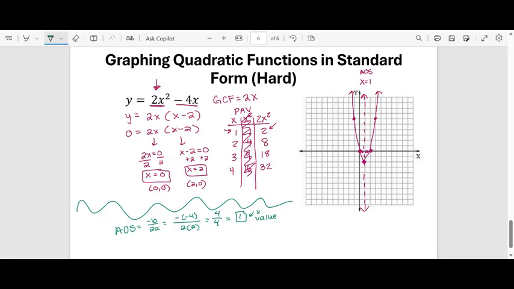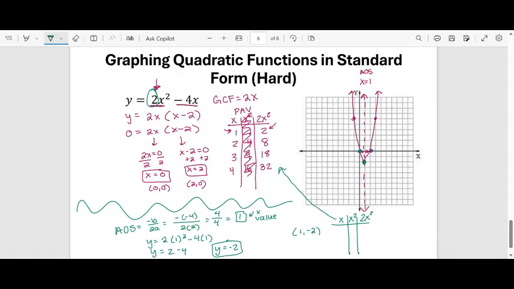Plug that into your original equation to find the y value of your vertex. Obviously, 1 squared is 1. 1 times 2 is 2. So this is going to be 2. And then negative 4 times 1 is negative 4. So this will be y equals negative 2. My vertex here will be at 1, negative 2. Boom, 1, negative 2. That's exactly where I'm at. Then I can go back to my a value of 2 and make my same table that will match what I have right here in order to make the rest of the graph.